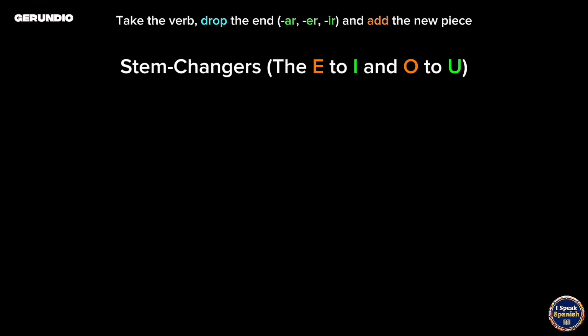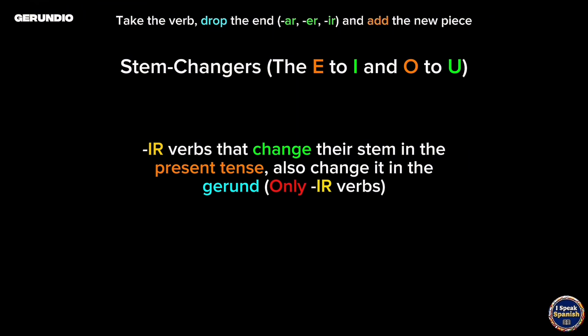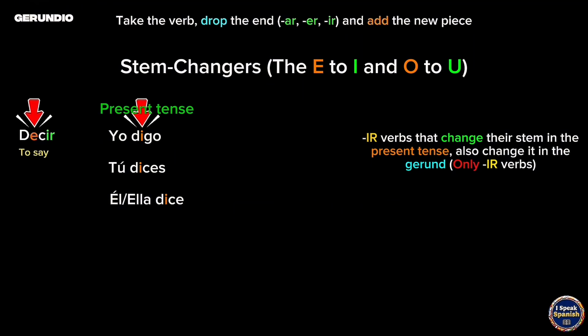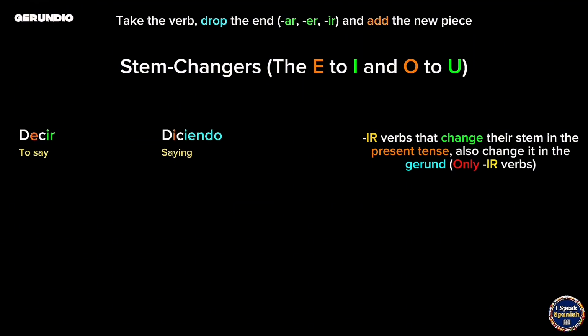Alright guys, let's talk now about the stem changers. There are some verbs, only ir verbs, that change their stem in the present tense, and they carry this change to the gerund as well. For example, the verb decir. Decir in the present tense gets conjugated this way. Yo digo, tú dices, él o ella dice. As you see, E changes to I. Alright? So same thing happens in the gerund. Alright, decir changes to diciendo.